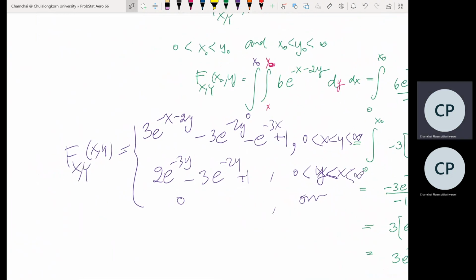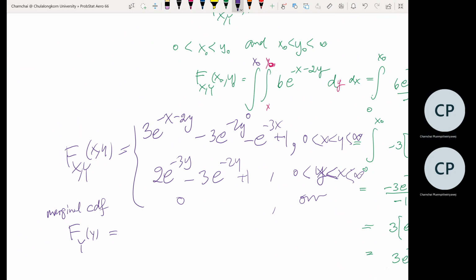And now we want to find the marginal CDF of y. Look carefully. What is the marginal CDF of y? This is CDF, not PDF. Listen carefully, this is the marginal CDF, not the PDF. If you want to find the marginal CDF from the joint CDF, what do you have to do?